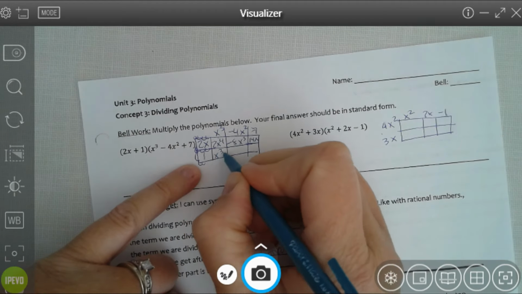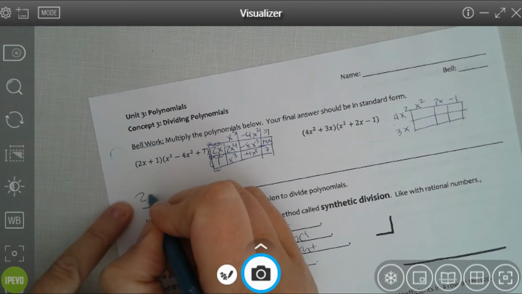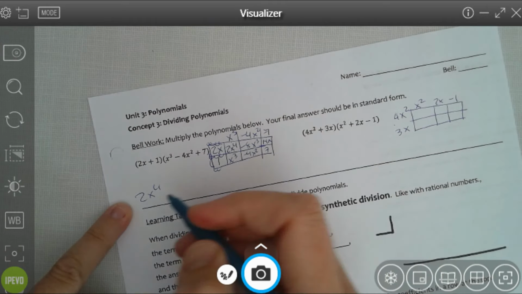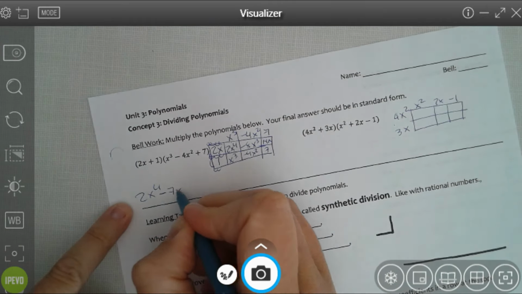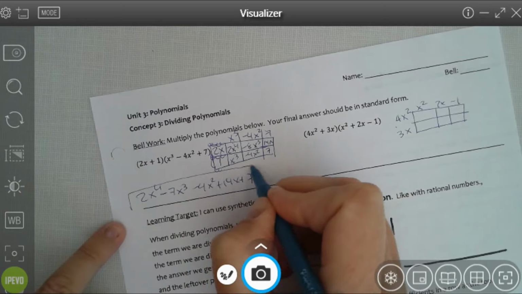So it gives me x cubed. Multiplying by 1 doesn't change it. Add like terms, so I have a 2x to the 4th. And then both of these are cubic, so I have an x cubed and a negative there. So that gives me negative 7x cubed. And then a minus 4x squared. Right there would be your terms.